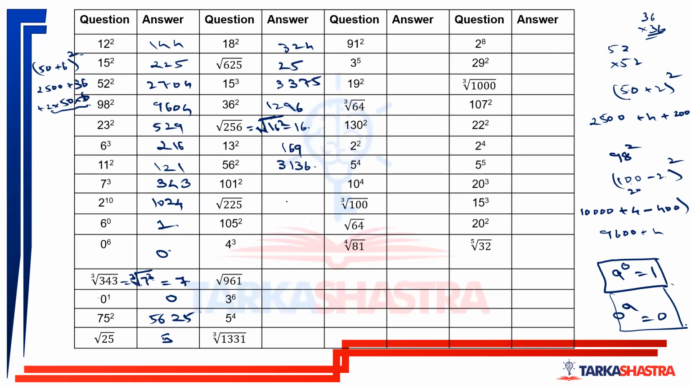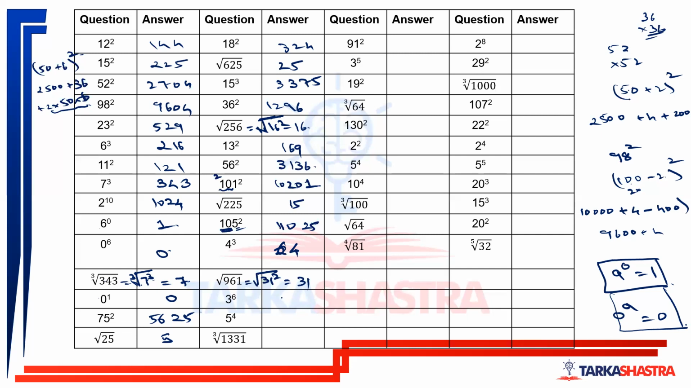So that is 3136. 101 square: 1 square is 1, then 10 doubled is 20, so 0 and 2 carry. 10 square is 100 plus 2, that is 102. Simple. The square root of 225 is 15. 105 square: 5 square is 25, 10 into 11 is 110. 4 cube is 64. The square root of 961 is the square root of 31 square, which is 31.